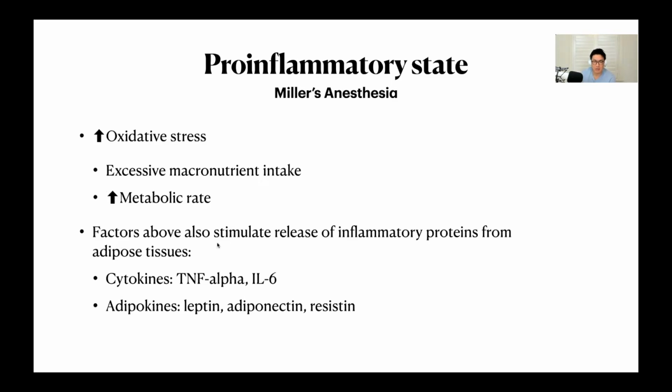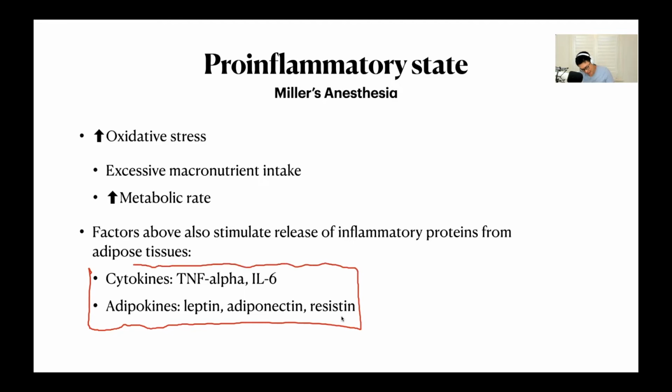And the factors above stimulate release of inflammatory proteins from adipose tissues. So these are cytokines, which are TNF-alpha and interleukin-6, and the adipokines, which are leptin, adiponectin, and resistin. And given the examiner gave marks for talking about the proteins or hormones that adipose tissues release, I think these will be a good one to remember.